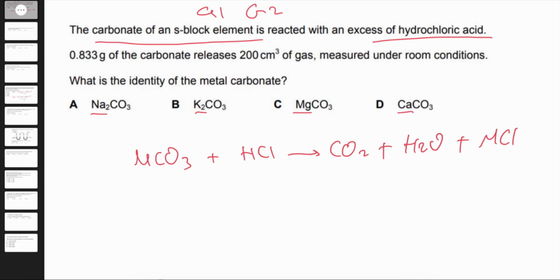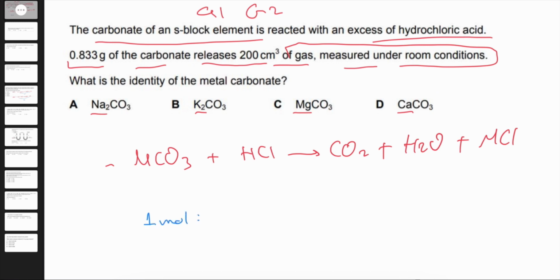Let's complete the question. This amount of 0.833 grams of carbonate releases this amount of gas measured under room conditions. What's the meaning of gas under room conditions? From the mole ratio, you should keep in mind that each 1 mole of gas under room conditions will produce a volume of 24 cubic decimeters. And as you can see here, it's given to you in cubic centimeters, and that's why you should change the cubic centimeters into cubic decimeters by dividing over 1,000.